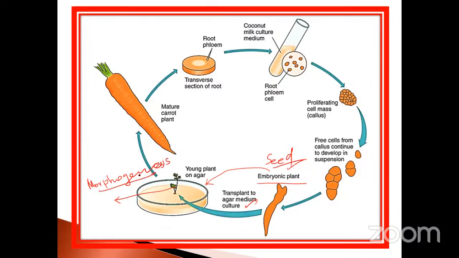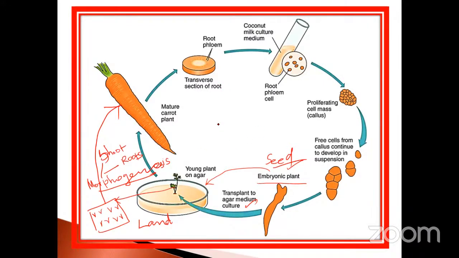Morphogenesis is nothing but the formation of shoot and roots. Finally, the plantlet undergoes the hardening process after the complete development of these two things, the shoot system as well as the root system. It will be transferred to the land. After the transfer, the plant will grow as a parent plant.